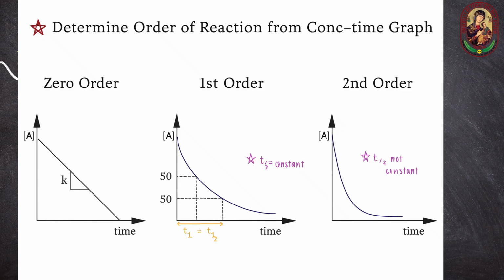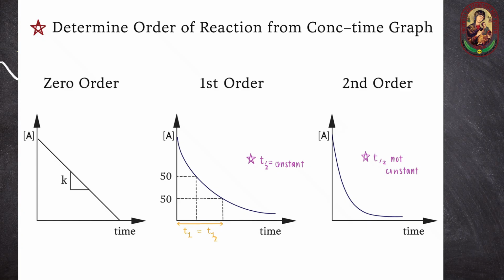And finally, the second-order reaction. The curve here drops more sharply at first, then flattens out slowly. The key difference? The half-life is not constant. As concentration decreases, it takes longer and longer for the next half to disappear.